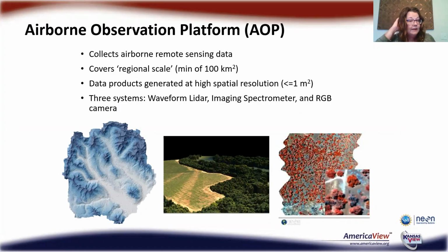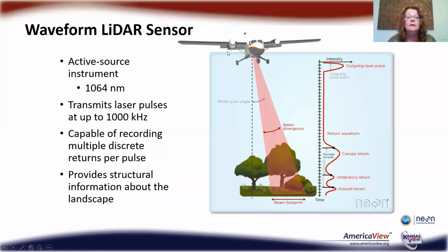To give you a background about the Airborne Observation Platform data, that's the remote sensing data that they're collecting. It covers a regional scale, and they're generating a lot of high resolution data products, which means 1 meter square or less in some cases. On the platform, they have 3 payloads: waveform LIDAR, imaging spectrometer data, and a camera system.